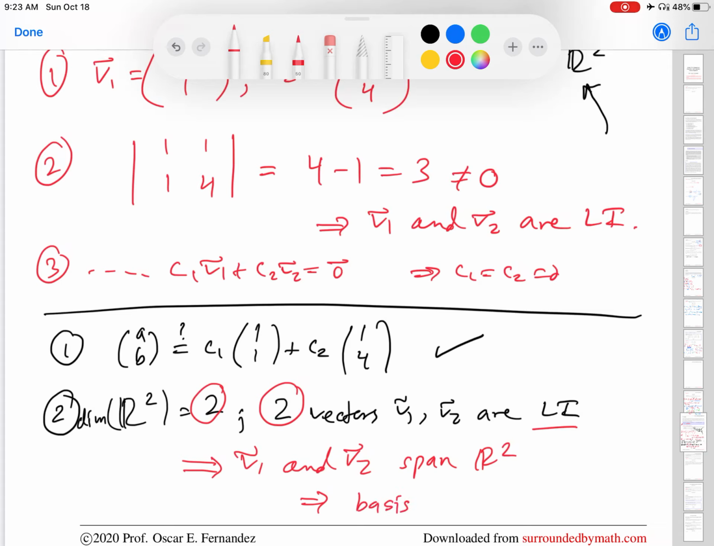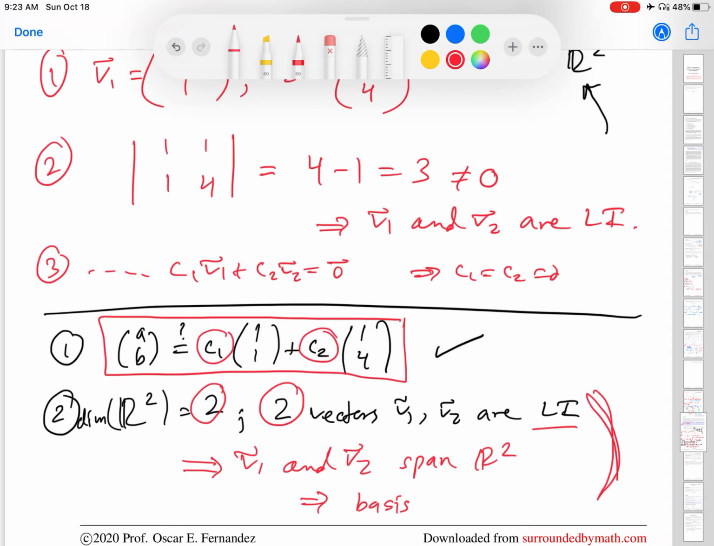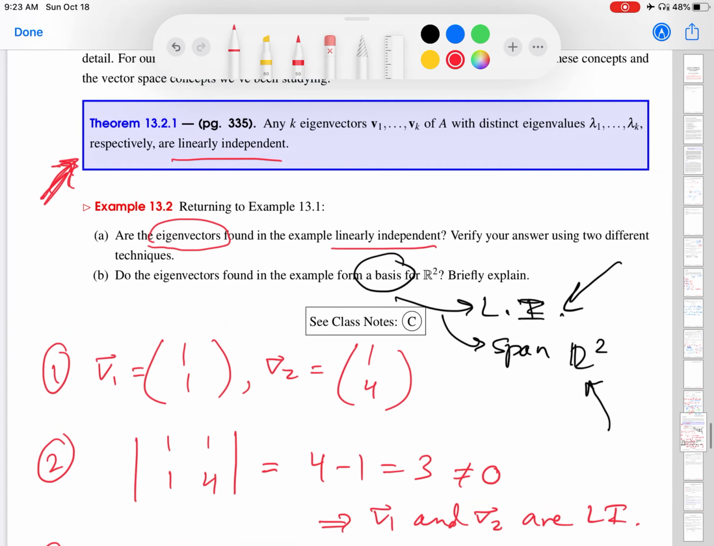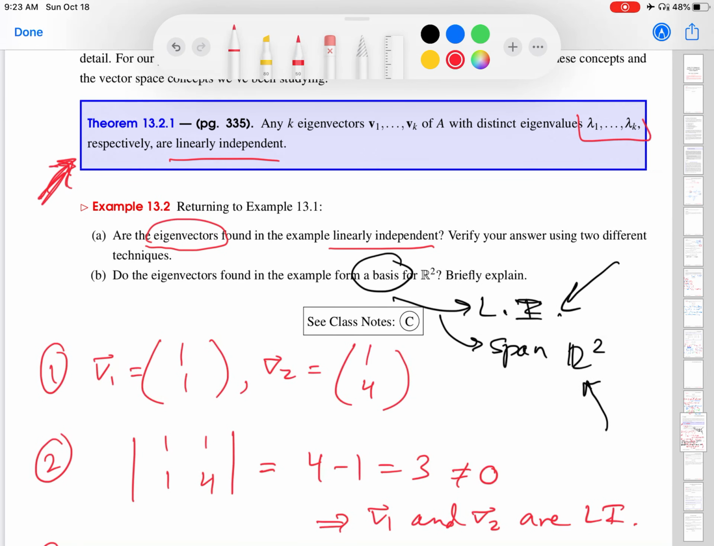Okay, so I'm just going to stop there because that's the easiest way to do this. There's really no need to run through the system of equations here that would be required to solve for C1 and C2 if we can just invoke this theorem. So the takeaway from this example is that number one, it could be very easy to verify that eigenvectors are linearly independent. I say could be because if the eigenvalues they came from are distinct, then you just invoke this theorem and you get that result fairly easily.